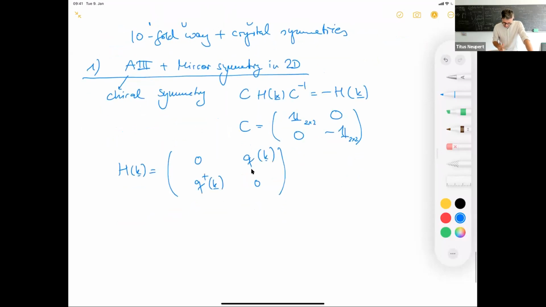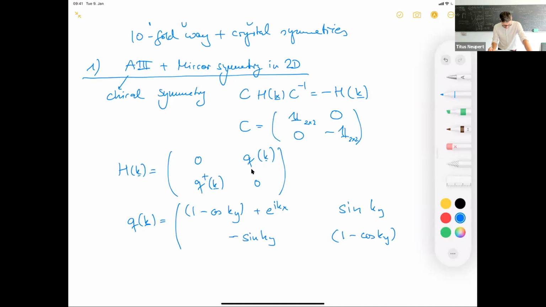The specific model that I want to introduce is the following, and I'm just going to introduce it in k space here. It's straightforward to go back to real space if you are interested in that, but it's easier to interpret in k space. Sine ky, minus sine ky. And it will shortly become clear why I choose this to be minus i kx.